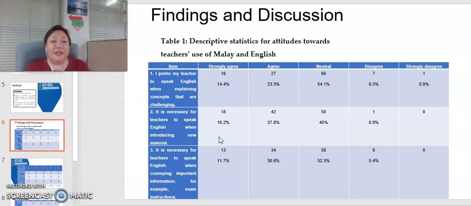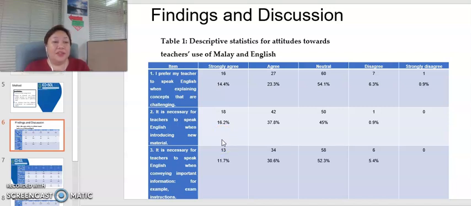Based on the findings that we have, neutral is the highest, which is 54.1%. It means they're neutral in the usage of English when explaining challenging concepts. And then only 23% agree with the usage of English by teachers in the classroom.